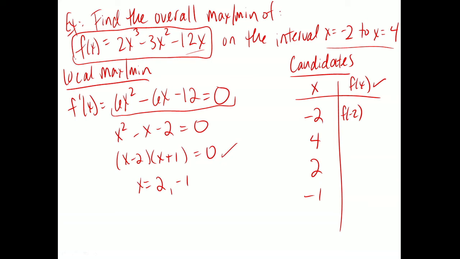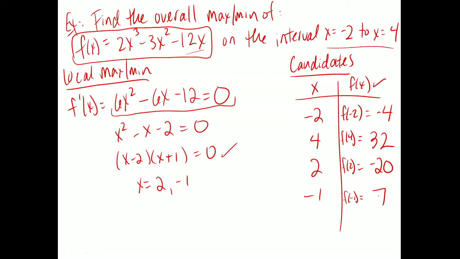And I did all of these already, so I'm going to save myself some time here. I think if you plug in negative 2 into the function, you get negative 4. If you plug 4 in, you get 32. If you plug 2 in, you get negative 20. And if you plug negative 1 in, you get 7. I think my math is right there.